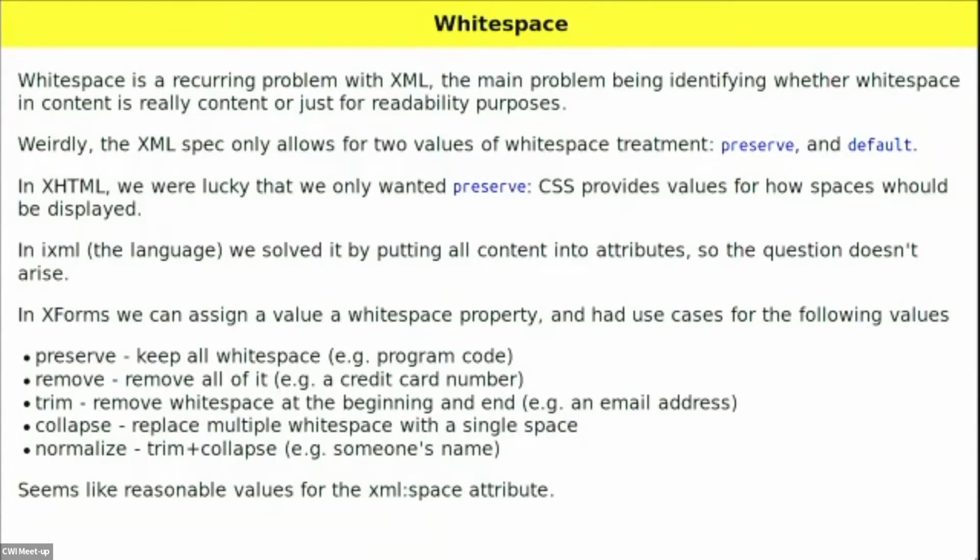Collapse, removing multiple white space and replacing it with a single space. And then normalize, which is a combination of trim and collapse. For instance, somebody's name, you want to get rid of the stuff at the start and the end, and you want just a single space between their names. I would say these would be reasonable values for an XML space attribute as well, just because we have use cases for all these things. I would have liked to have known what the discussion was, and I hope somebody will be able to help me out, that produced preserve and default.